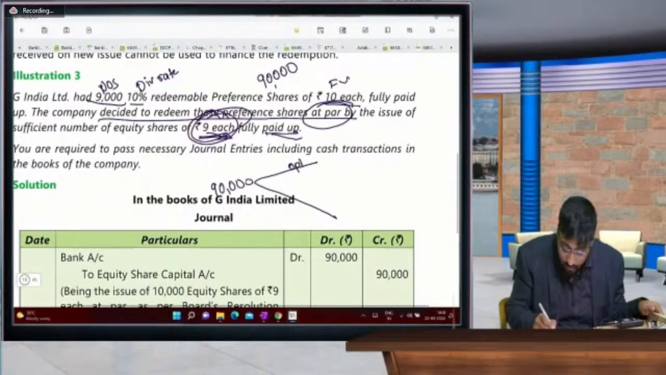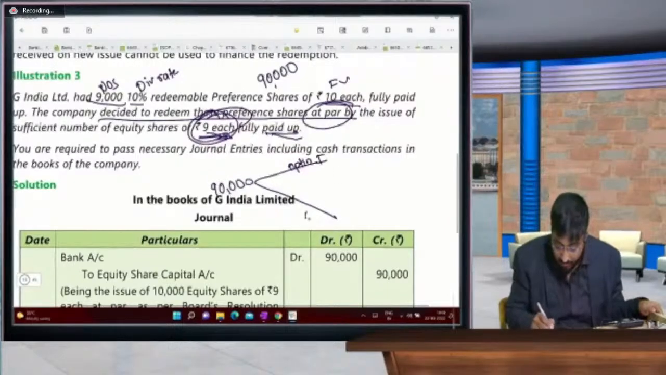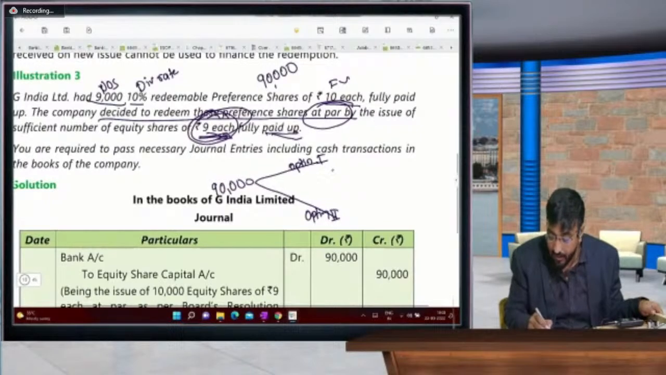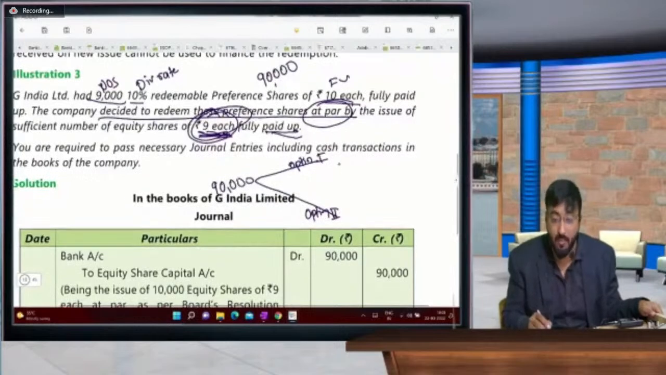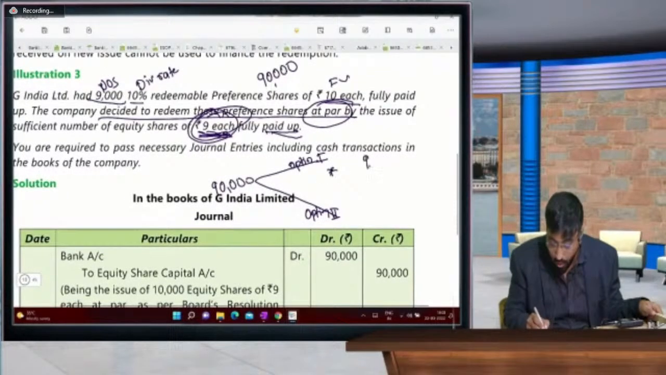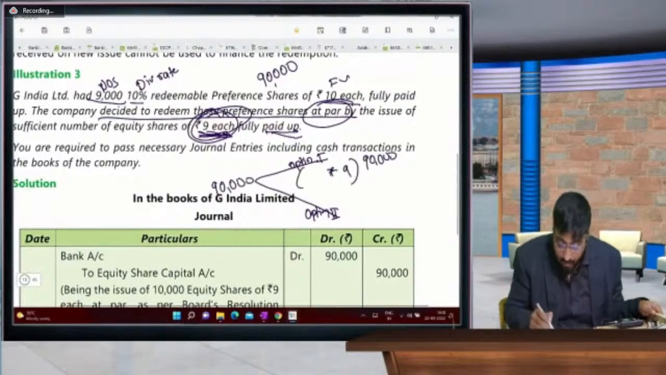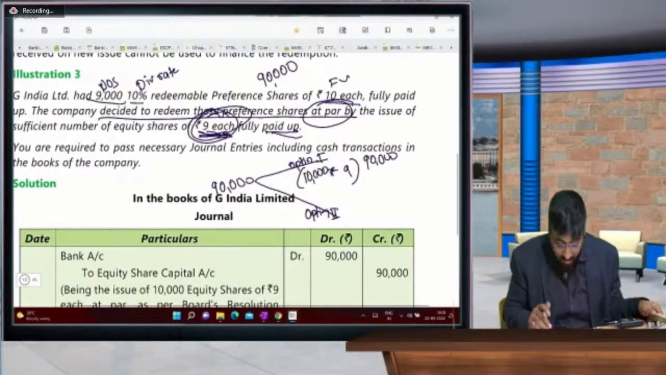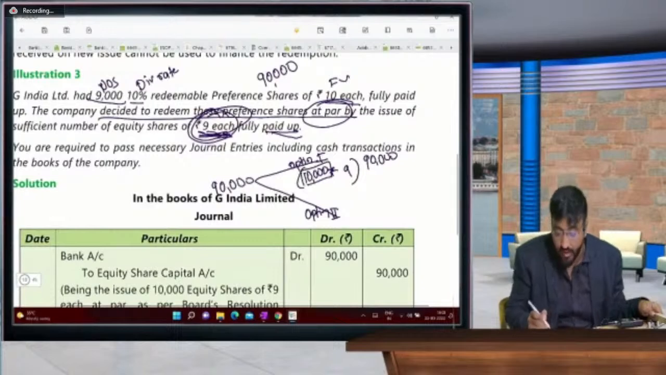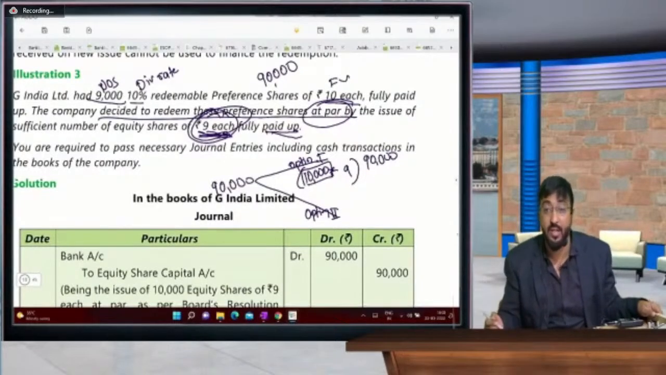So you can draw the diagram. Option number 1, option number 2. Option number 1 is, yes beta, this is not the discount. This is a full amount. So you have to maintain 90,000, 9 rupees. So here you will consider how many shares? 10,000 shares. So 10,000 shares you have to consider at 9 rupees each. So this is a diagram.